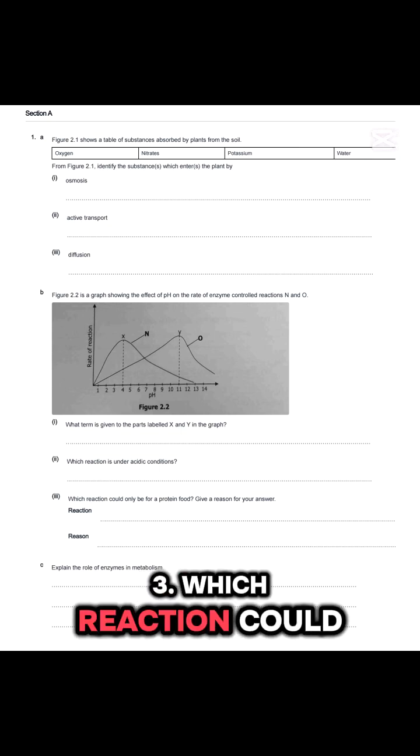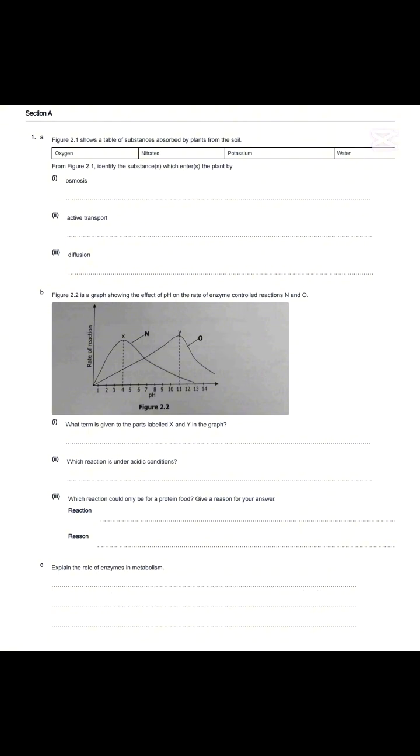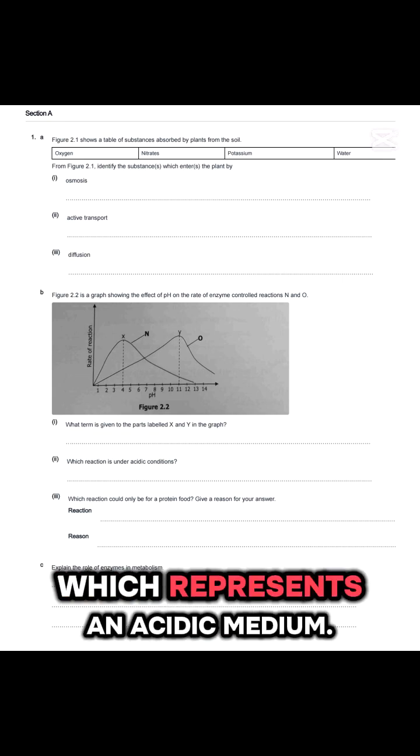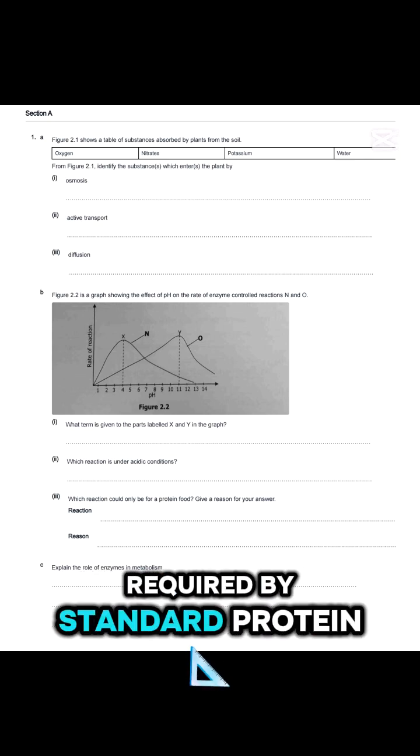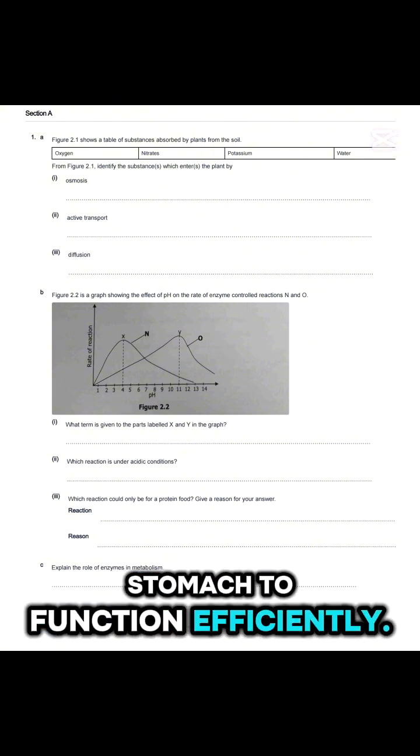3. Which reaction could only be for a protein food? Give a reason for your answer. Reaction N. Reason, reaction N has an optimum pH of 4, which represents an acidic medium. This matches the conditions required by standard protein-digesting enzymes, like pepsin in the stomach, to function efficiently.